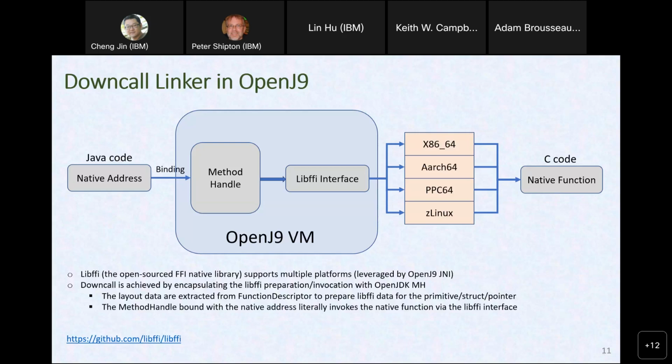So let me show the next slide. Sorry. Okay. So there is a function descriptor which is defined in OpenJDK. This describes the native signature. Another thing we care about is keeping the native address alive in a downcall. So we have code there to control the life cycle of the native address to guarantee it's never released during the downcall.